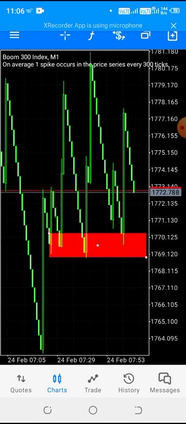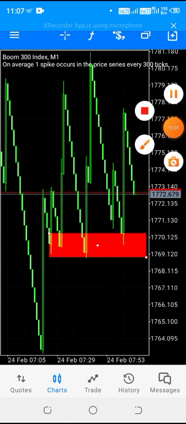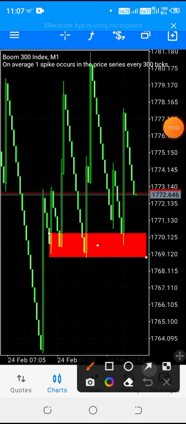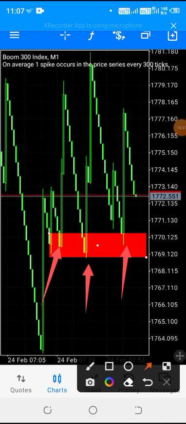But now, even if it is approaching this level, we have no reason to enter. Why? Because the level has been tested many times, and the level may have weakened. We have this 1, 2, 3. So the fourth time, the level may be weak and we may come down.